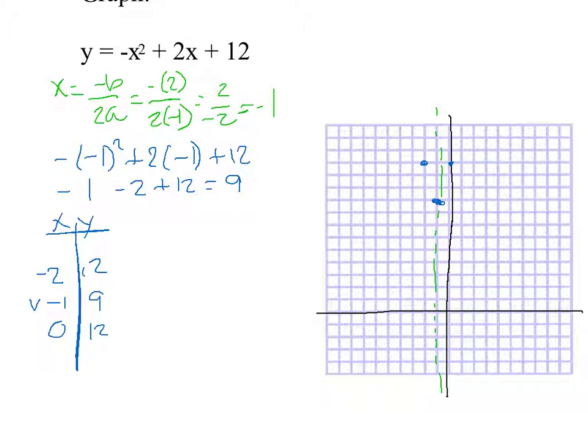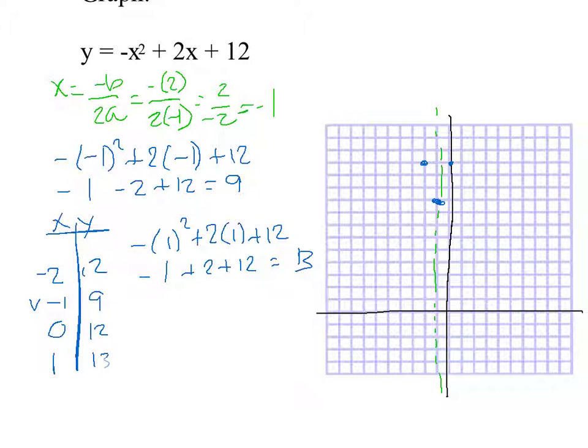And then let's plug in, let's say 1 to see where we go. So we've got negative 1 squared plus 2 times 1 plus 12. Now remember, again, that negative is not being squared. So we get 13 here, is that right? This seems a little bit odd.